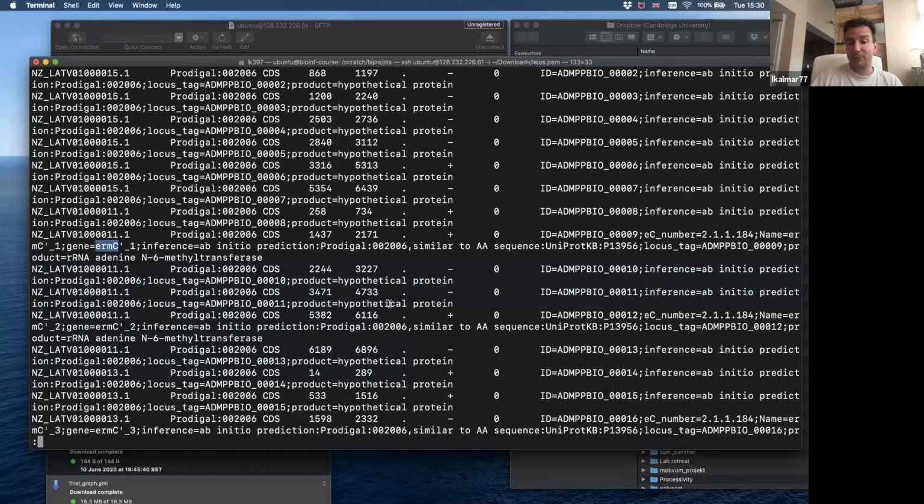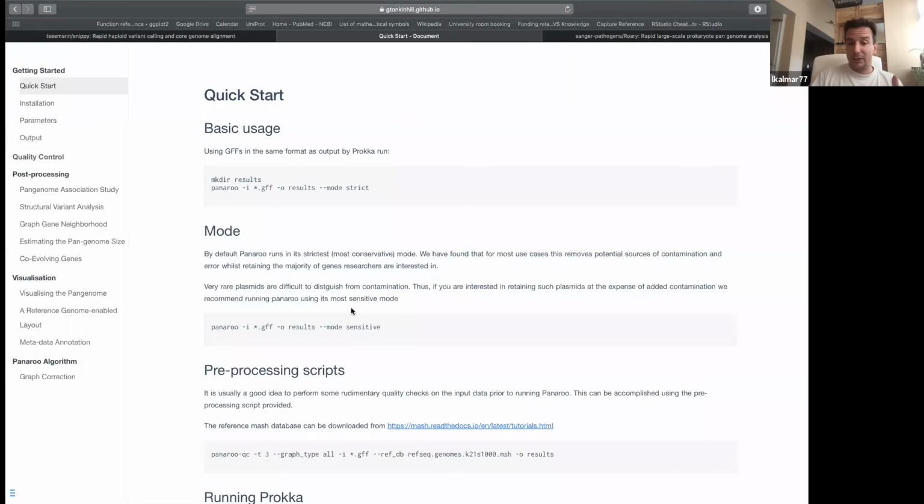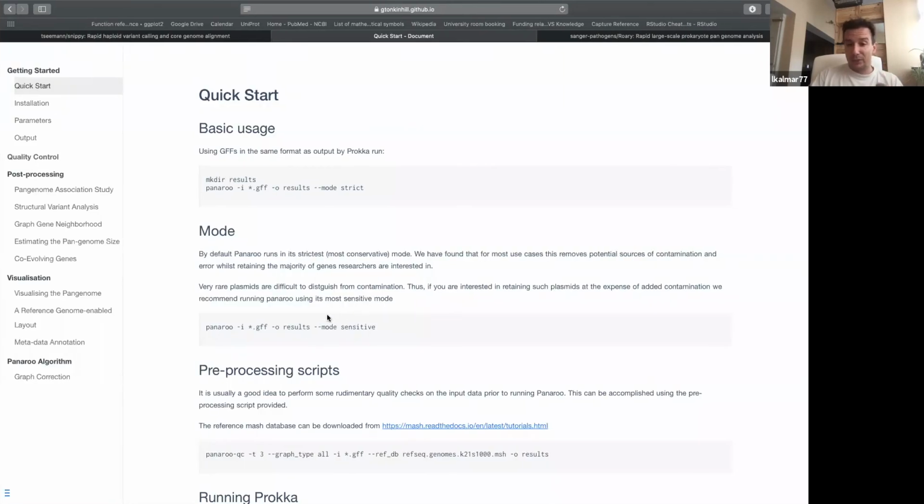So it will be much easier to see similarities or differences later on. But even if you are using Prokka, or even if you are using Panaroo, you only need these GFF files. So one GFF file per isolate. And then again, you have to be prepared for usually quite a long run.